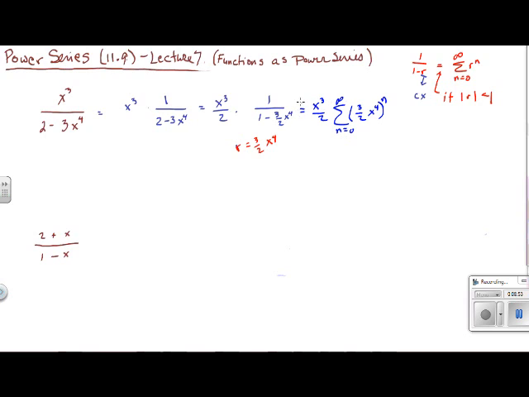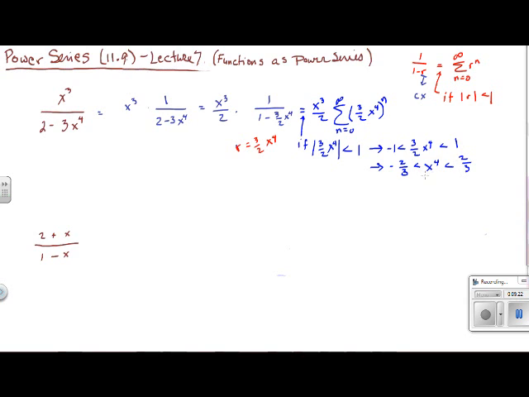And that, of course, is if the absolute value of this is less than 1, which is the same as saying negative 1 is less than 3/2 x to the 4th less than 1, which is the same as saying negative 2/3 less than x to the 4th less than 2/3.